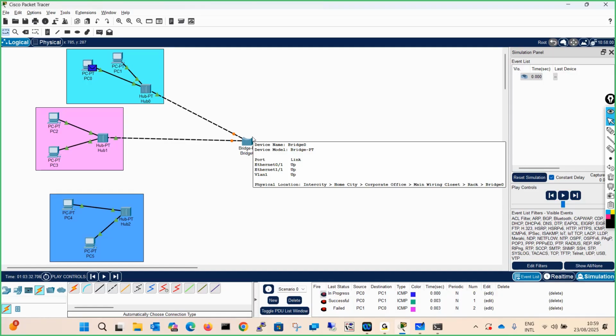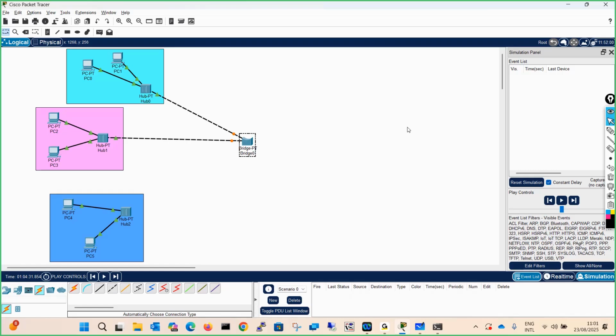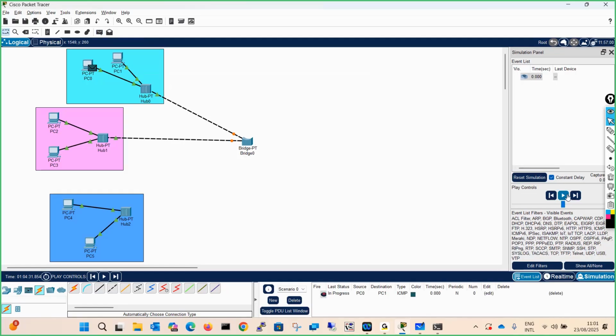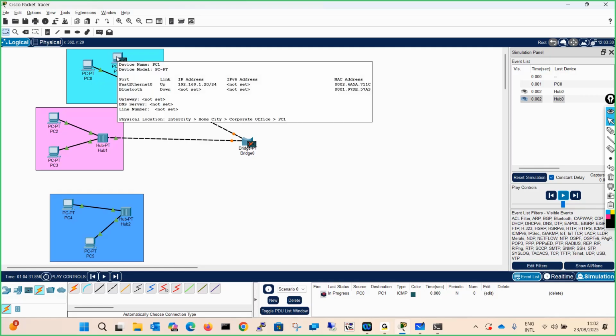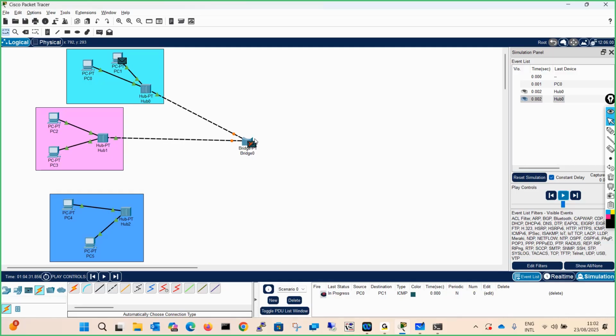Now we have a bridge over here. Over here, let's say PC1 wants to communicate to PC. Okay, now this PC0 started to communicate with PC1. PC0, PC1. Okay, see over here, PC0 wants to communicate to PC1. It is broadcasted. The broadcast comes to the hub, and the same broadcast is forwarded over here on the bridge.